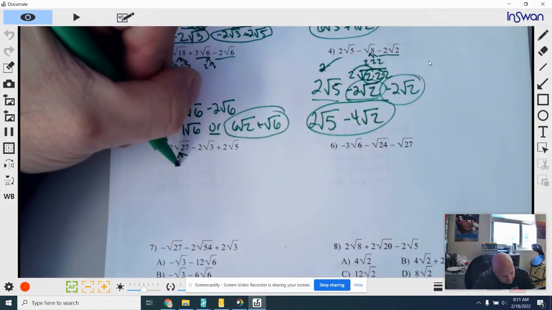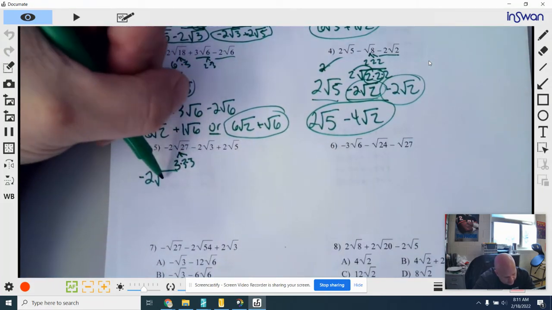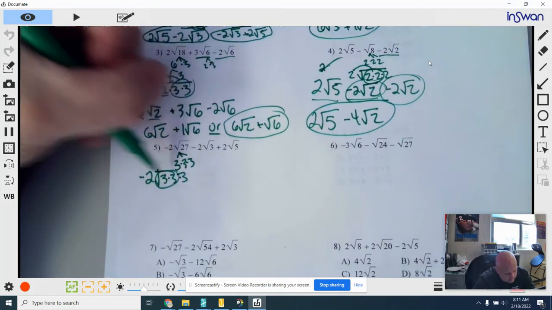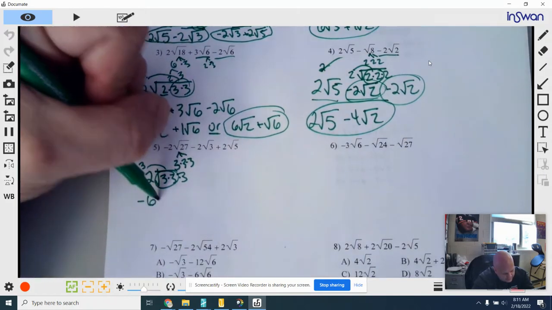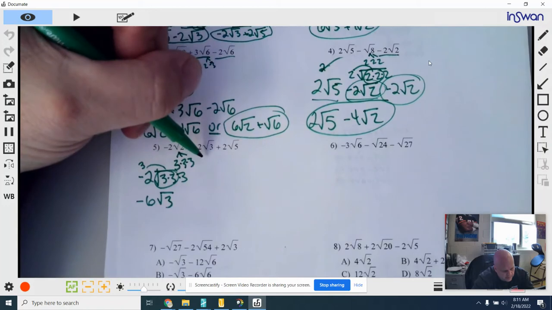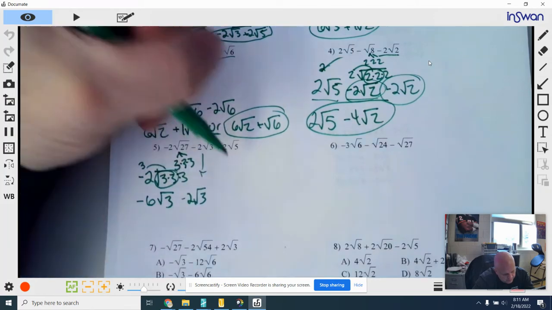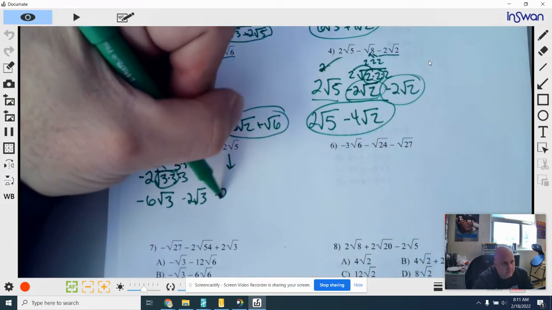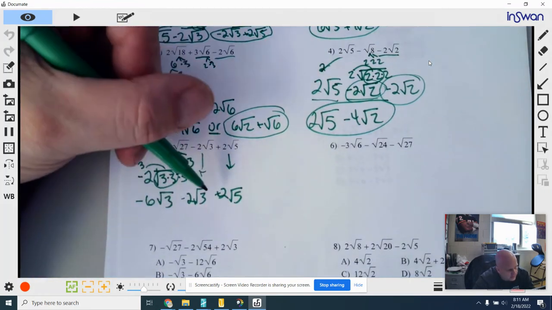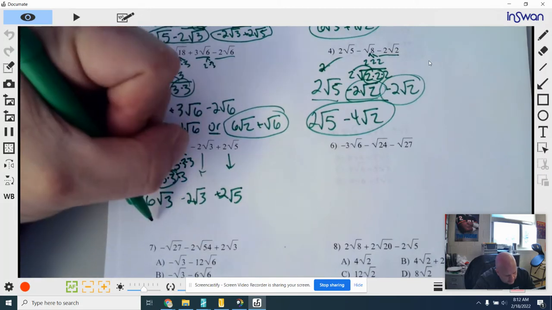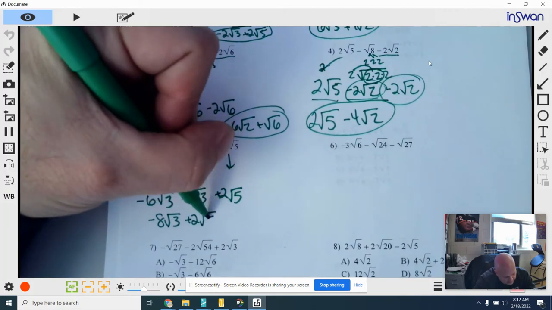27. We know from before, that's 3 times 3 times 3. So I had the negative 2 out front. 3 3's. Circle 1 pair. Out comes 1. 3 times negative 2 is negative 6. So negative 6 root 3. And this one's already simplified, so that just drops down. Minus 2 root 3. This drops down. Plus 2 root 5. Okay, so I see 3's here. I do have a couple root 3's. So negative 6, negative 2, that's negative 8 root 3. And then that plus 2 root 5, which has no matches in the back.